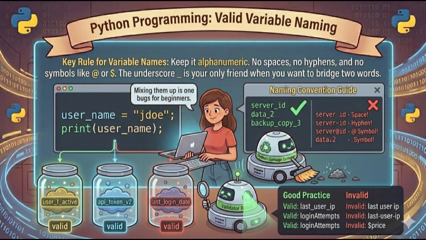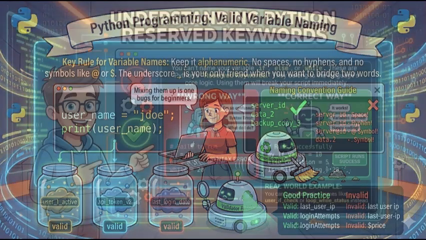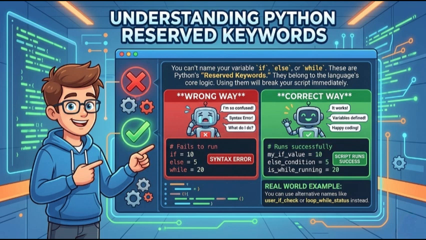Keep it alphanumeric. No spaces, no hyphens, and no symbols like @ or $. The underscore is your only friend when you want to bridge 2 words. You can't name your variable if, else, or while. These are Python's reserved keywords. They belong to the language's core logic. Using them will break your script immediately.